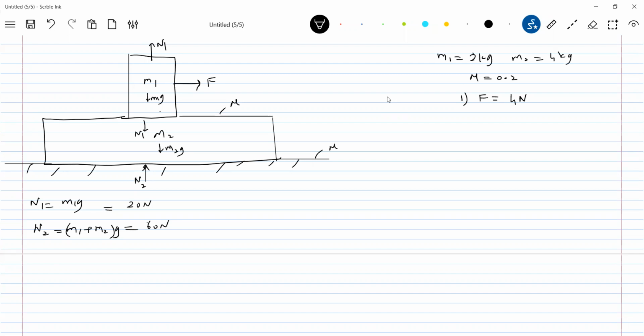Then we'll get F1L, the limiting friction at the first surface between the blocks M1 and M2, should be equal to mu into N1. Mu value 0.2 into 20 Newton. Limiting friction at the block M2 and the ground, mu into N2, 0.2 into 60, will be 12 Newton.